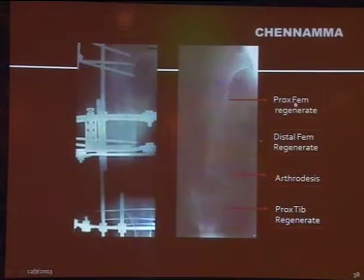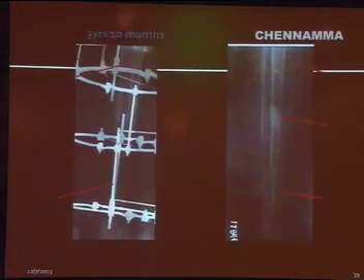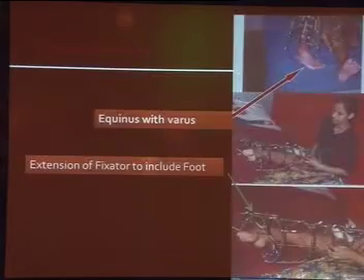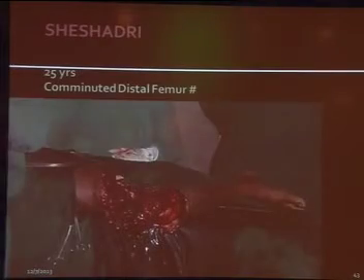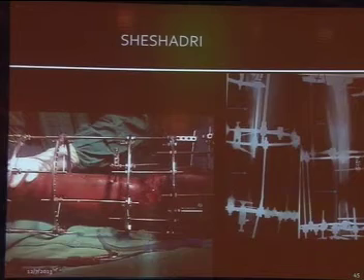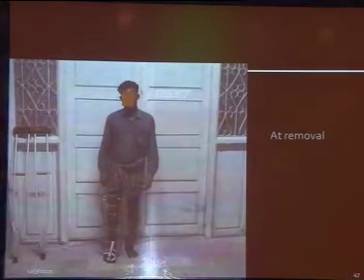This is the picture showing good regenerate in the proximal femur and distal femur. This is the arthrodesis and the proximal femur regenerate. This is the same thing, follow-up. This patient developed equinovarus, for which we extended the fixator to include the foot, a foot piece. This is one more case, a comminuted distal femur open fracture, for which we did Ilizarov and simultaneously a corticotomy for limb lengthening. This is at removal, showing good fusion.